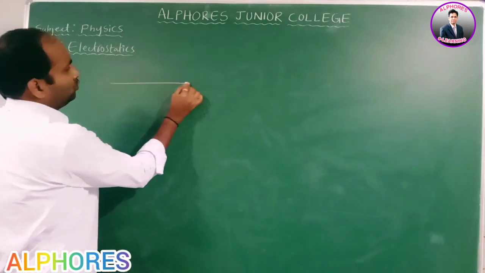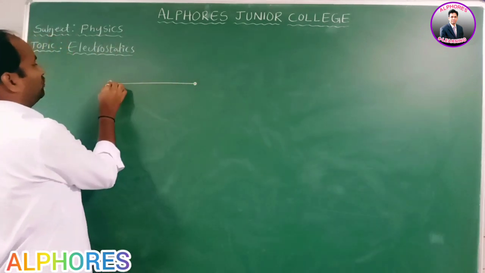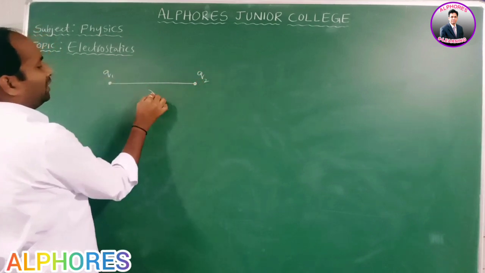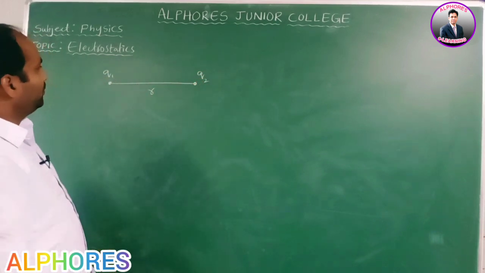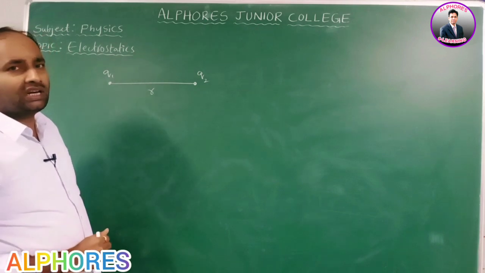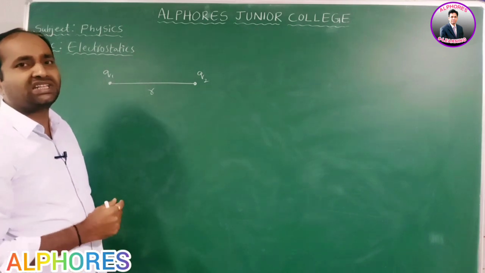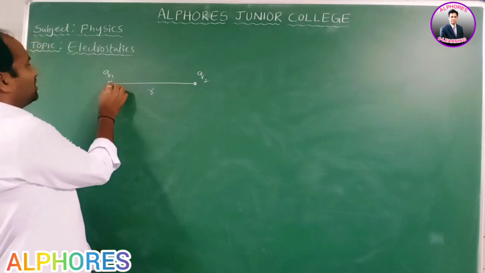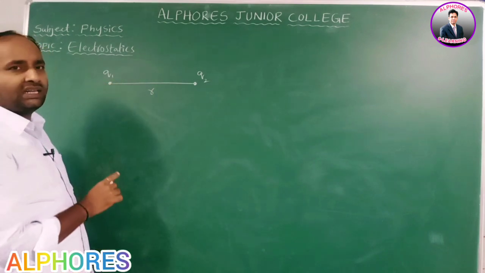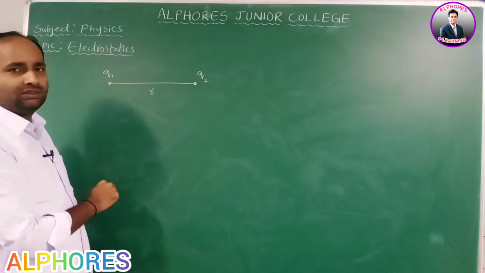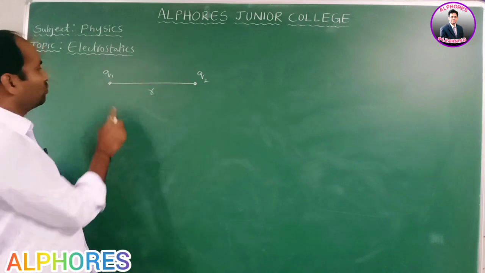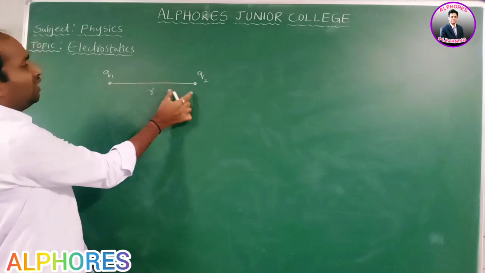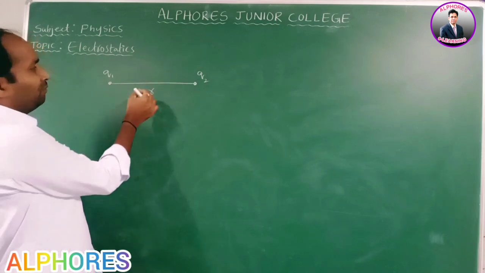See, if two charges, here we are taking Q1 and Q2, separated by a distance R. Coulomb's inverse square law always forms an action and reaction pair. See, the force acting on the charge Q1 by Q2. If these two are like charges, they repel each other.